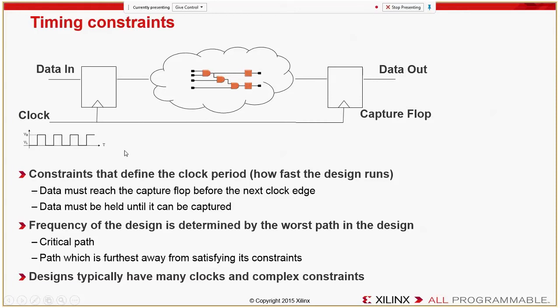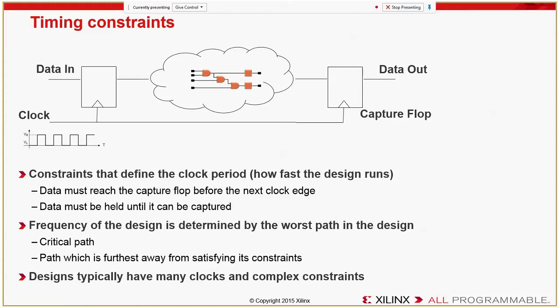So basically there are several constraints that define the clock period, or how fast the design runs. Once the data is launched by the first flop, it must reach the capture flop before the next clock edge arrives. And it must be held for long enough until the flop can actually capture the value and store it.